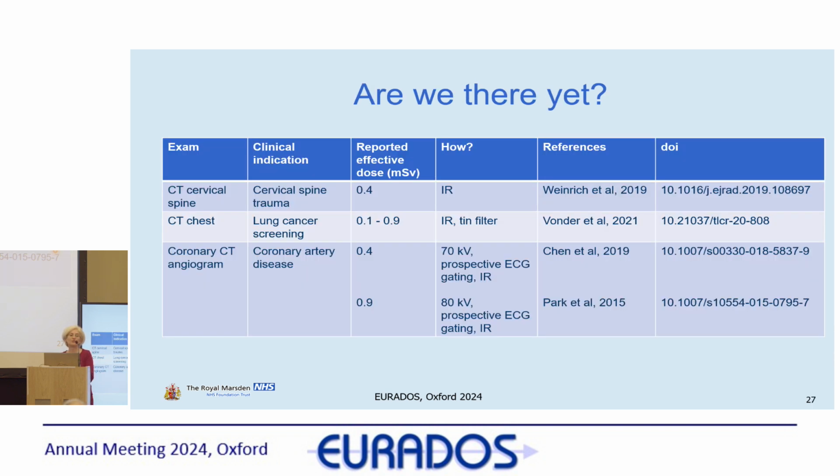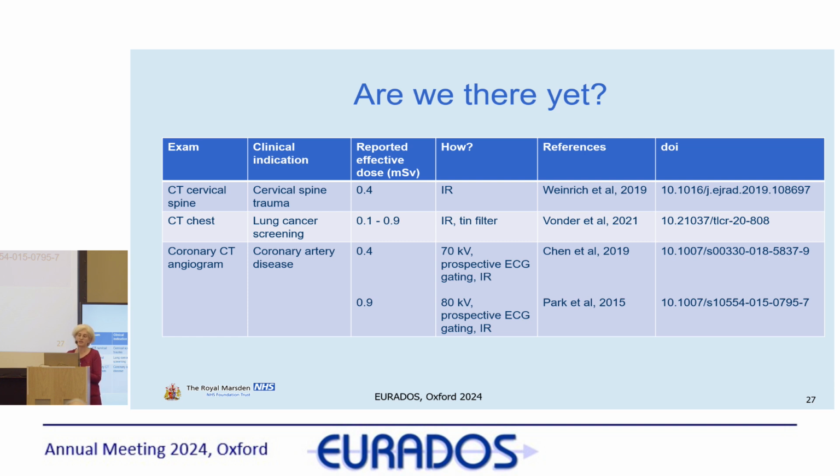So, as in any journey, sooner or later we ask the question, are we there yet? And a quick look through the scientific literature shows that we do have scan protocols that are delivering effective doses at or below 1 millisievert. So in the chest, we've got a clear example, which is lung cancer screening. We also have studies showing lower doses for cervical spine trauma, and also lower doses for coronary artery disease scanning, coronary CT angiograms, which is potentially a screening study as well.